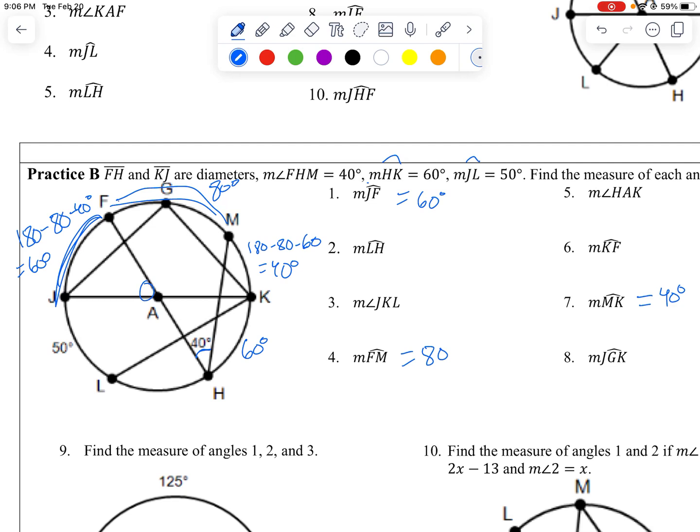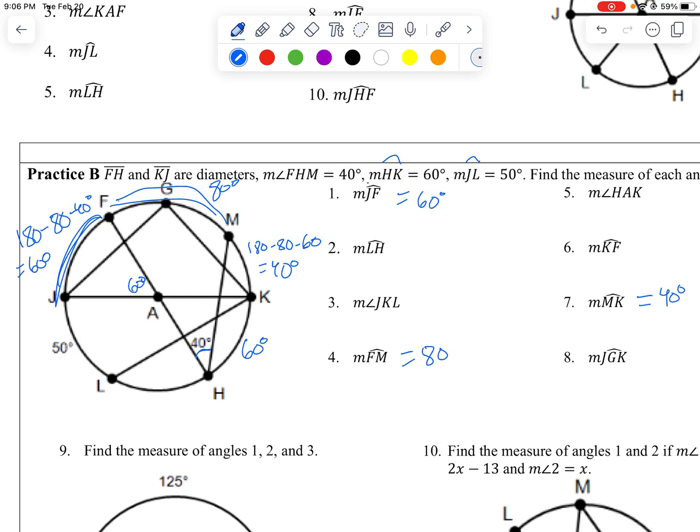But along the way, I found out some other things about it that also let me know that this thing here is 60 degrees. So I can fill that in. I wonder if there's a JAF. It doesn't appear to be a thing we need to get.